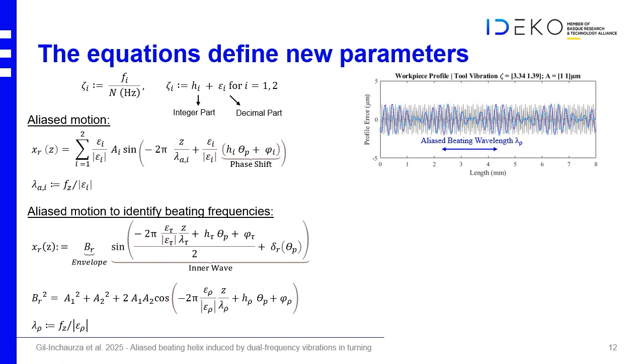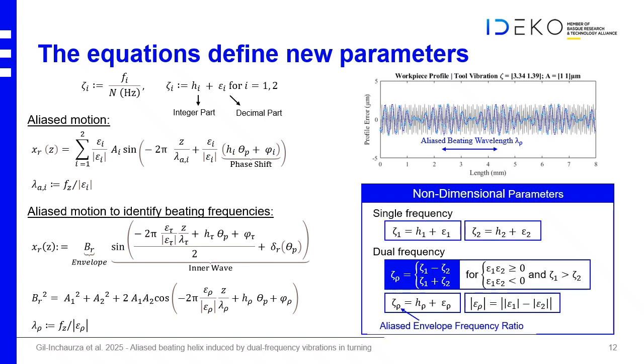The envelope is linked to epsilon p and lambda p, that is the wavelength of the enveloped beating that is related to epsilon p, with epsilon p the decimal part of the frequency ratio of the aliased envelope frequency ratio. So we get those non-dimensional parameters. For the single frequency, we add the frequency ratio 1 and 2 that is divided between the integral part and decimal part. And for dual frequency vibration, what we add is a new frequency ratio that will be the addition or subtraction of those previous ratios, depending on the sign of the multiplication of epsilon 1 times epsilon 2.